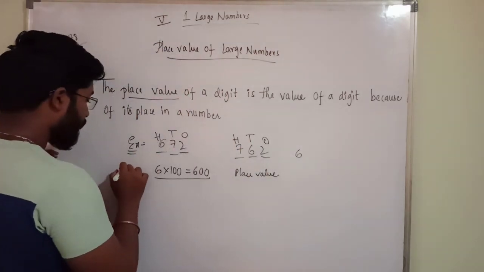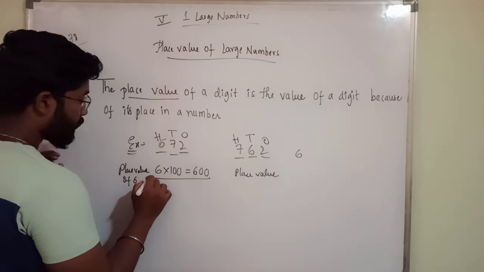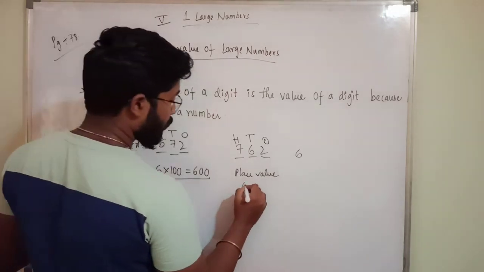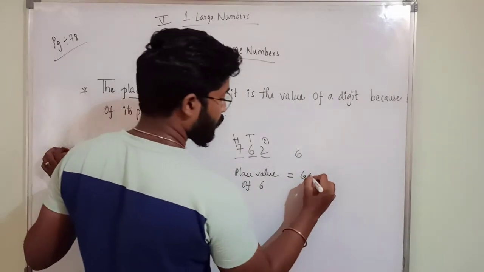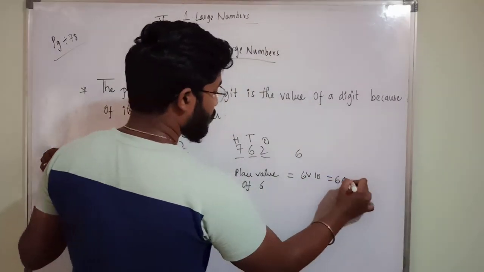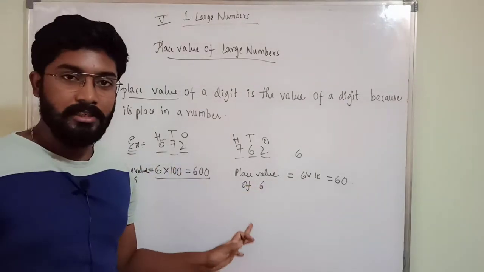So this is also place value. Place value of what? 6. Okay, so place value of 6 is what here? 6 is in which place? Tens place. So 6 into 10, 60. So if the place of the digit is changing, the place value is also changing or not?